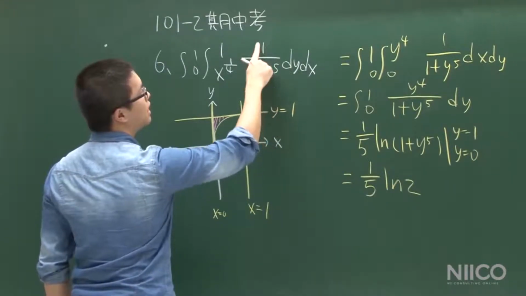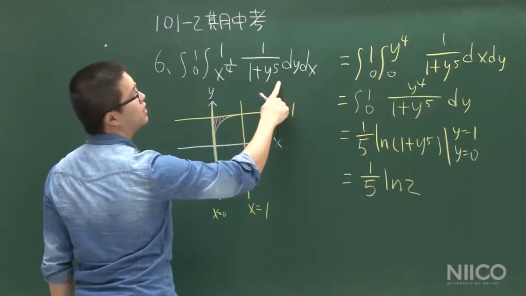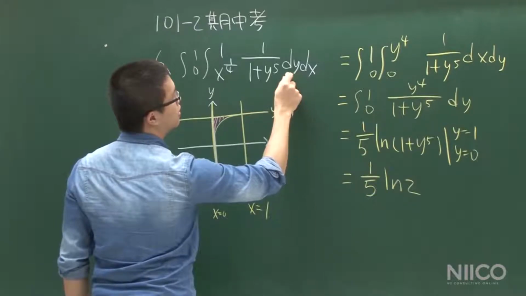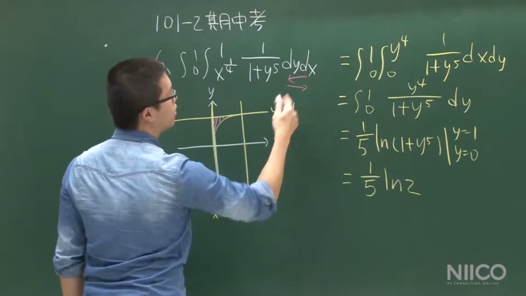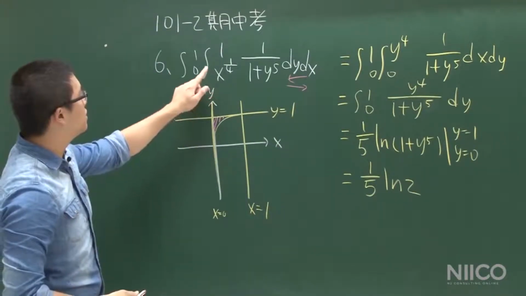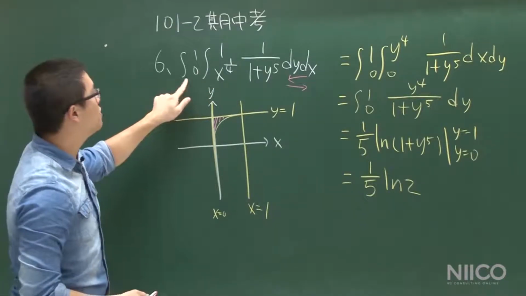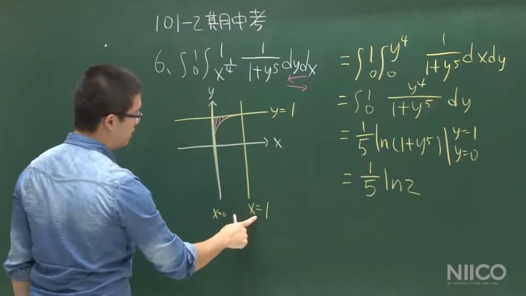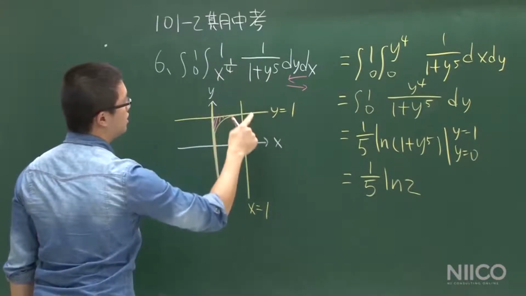Now we see that it will be quite difficult to do if we're just going to do it with respect to y first because y is from x to the power of 1/4 to 1, and it looks quite difficult. So how about we change the order of the integration. Now, let's draw the intervals of this integration.